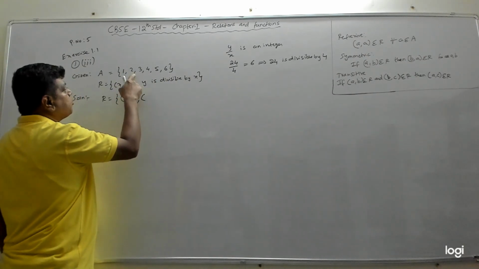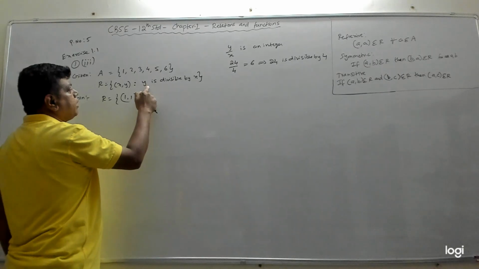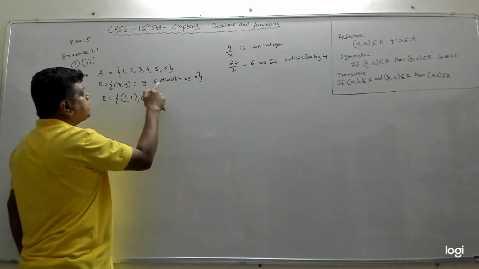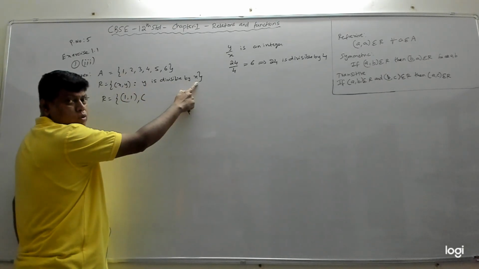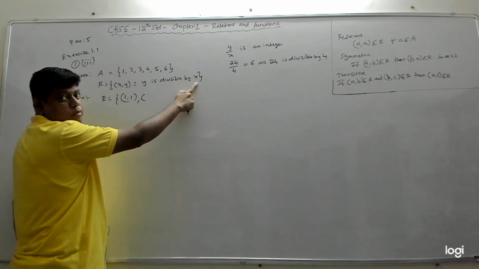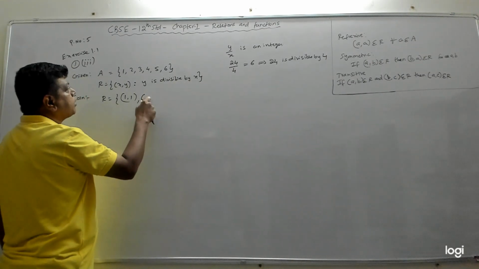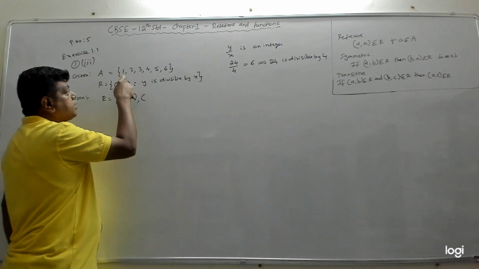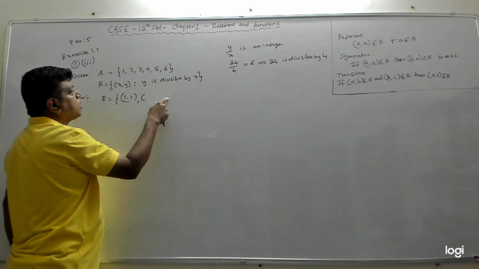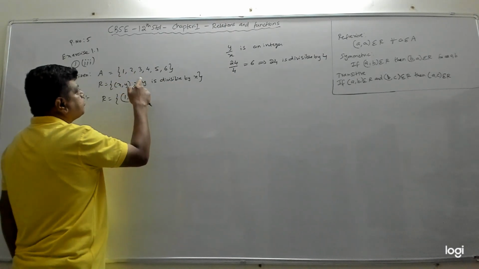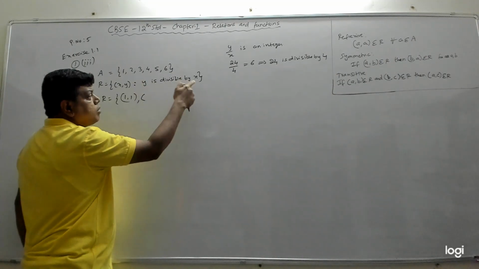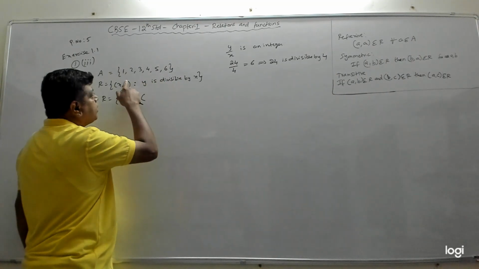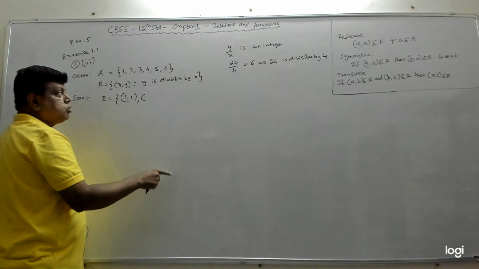Next (1, 2). Is 1 divisible by 2? No, 1 is not divisible by 2. 2 is divisible by 1, but 1 is not divisible by 2. So (1, 2) will not come. (1, 3): is 1 divisible by 3? No. Then (1, 4): is 1 divisible by 4? No. Is 1 divisible by 5? No. Is 1 divisible by 6? No. So only (1, 1) will come.